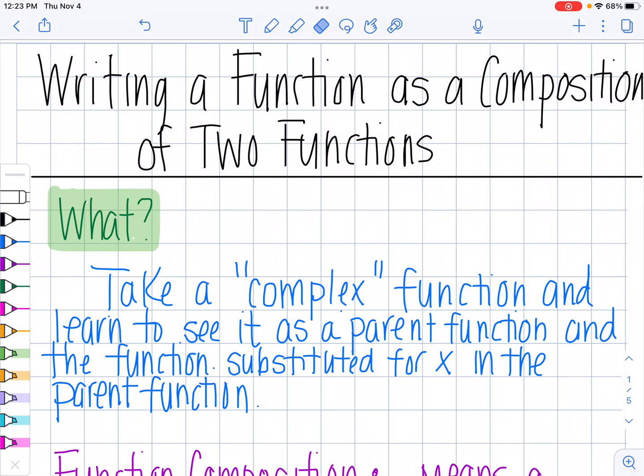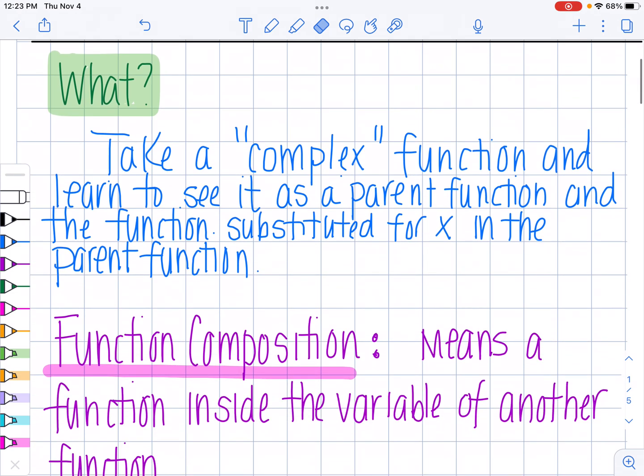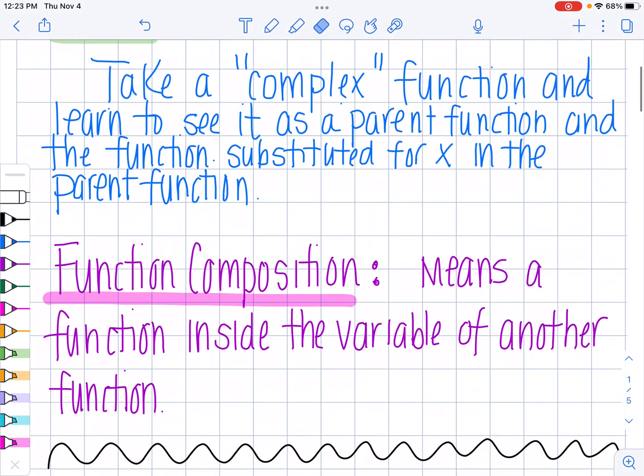Hi there! In this video, we're going to learn how to write a function as a composition of two functions. So what does that even mean? I'm going to take a complex function and I want to learn to be able to see it as two functions put together. So I have one function and then something substituted in for my variable of that function. That's exactly what function composition means: something plugged in to a parent function.